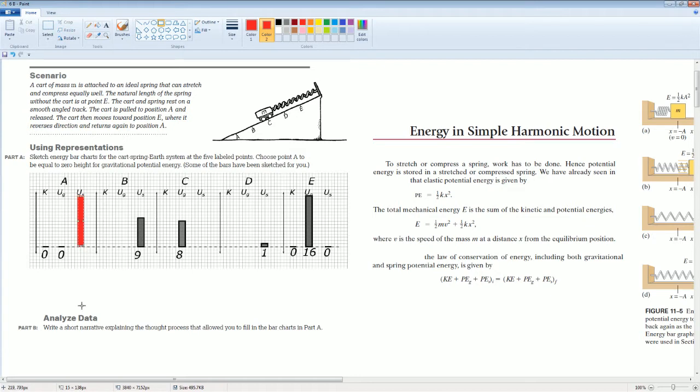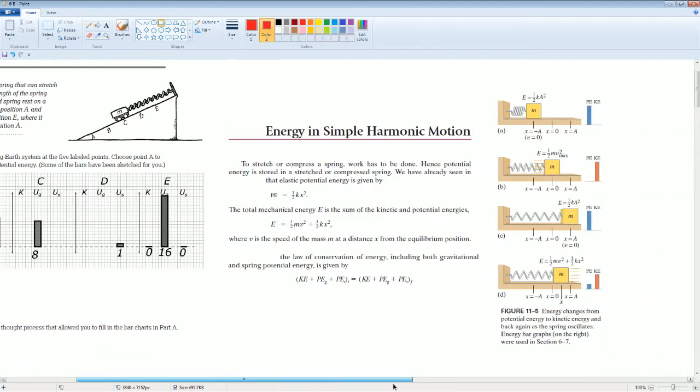All right. Because it's at the bottom, there's no gravitational potential. This is also where it's fully stretched. That is why it has all spring potential, exactly like what it says here. All spring potential.